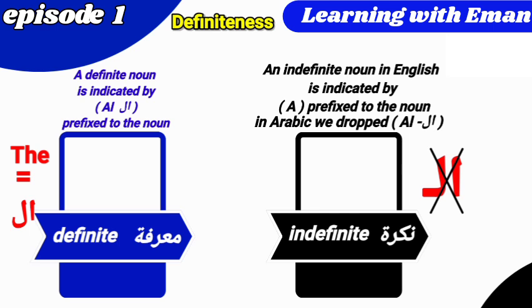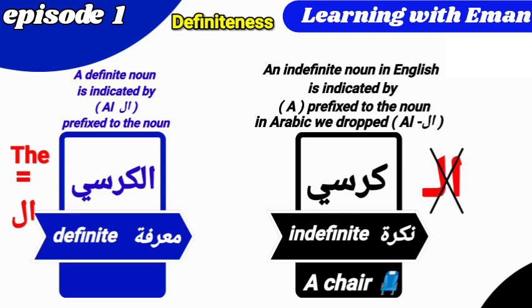Another example is kursi, which means a chair, is an indefinite noun, while الكرسي is a definite noun, which means the chair.